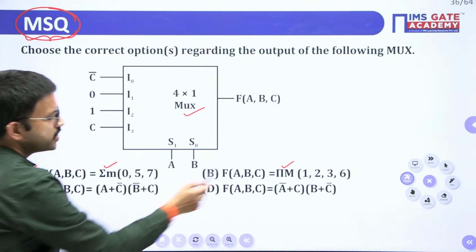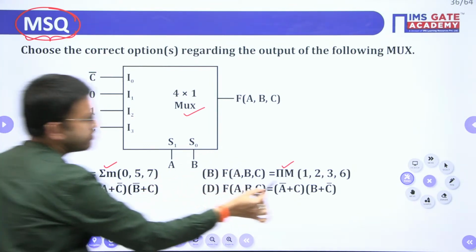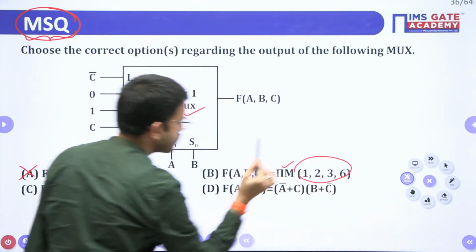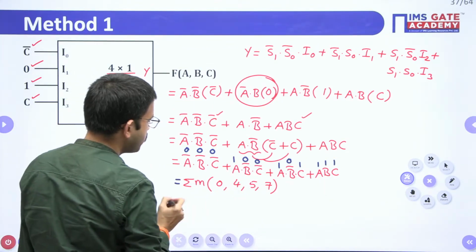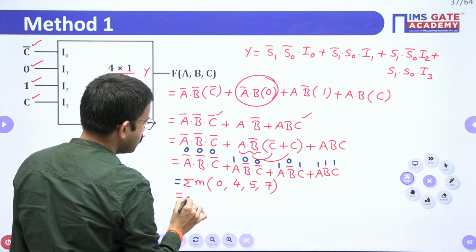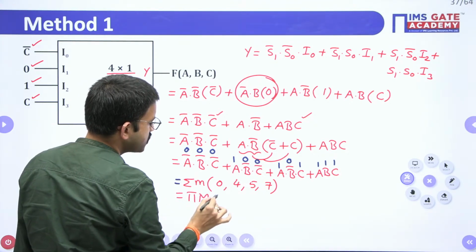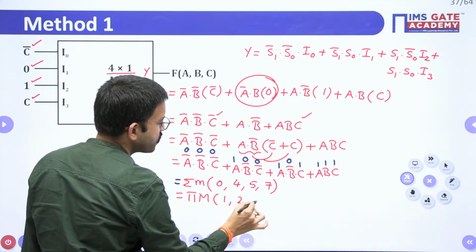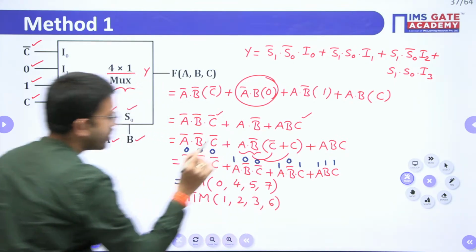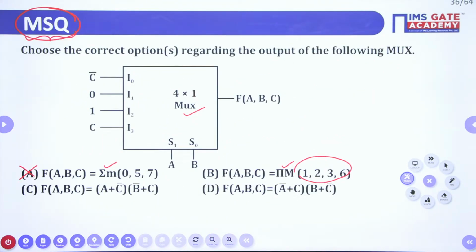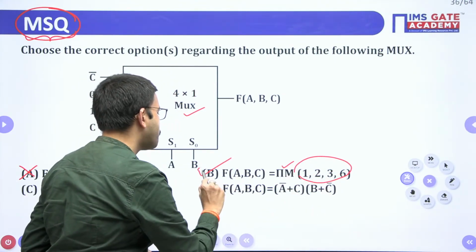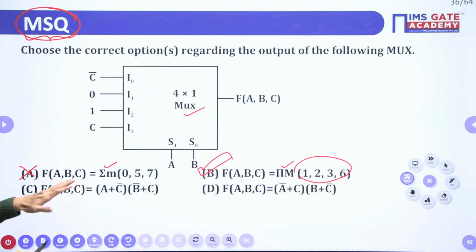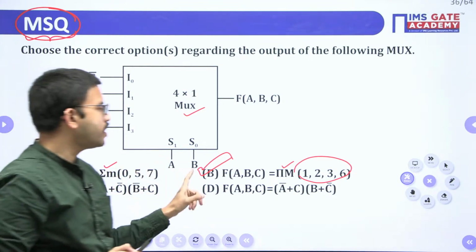Okay, now let us see whether the 4 max terms are correct or not. Here you are getting 0, 4, 5, 7, so you can write the corresponding max terms as 1, 2, 3, 6. Yes, 1, 2, 3, 6 only we are having. That means option B is correct. So we eliminated option A, and option B is correct.